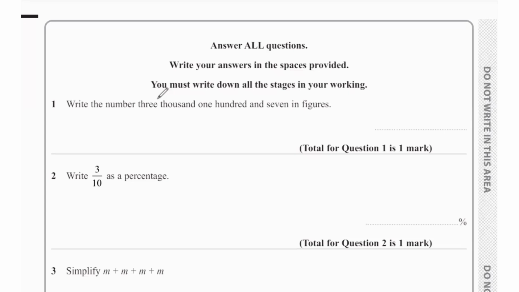In the first question, please write the number 3,107 in figures. So, 3,107. Write 3/10 as a percentage. So we multiply 3 over 10 by 100. Cancel out the 0 and it's going to be 30%.